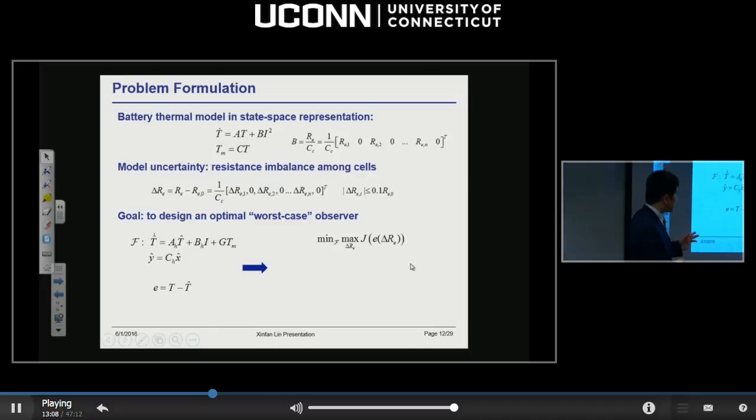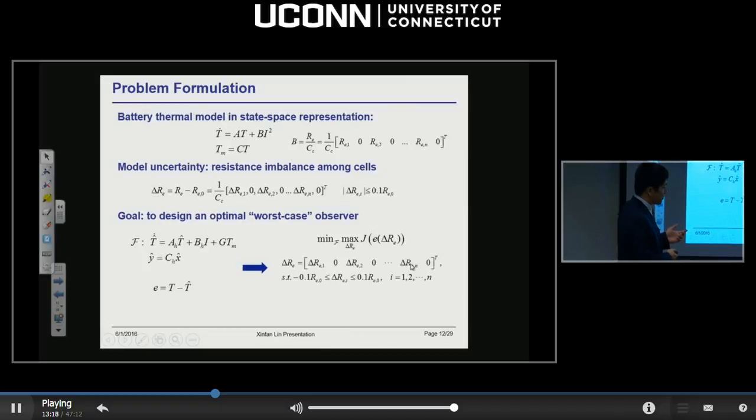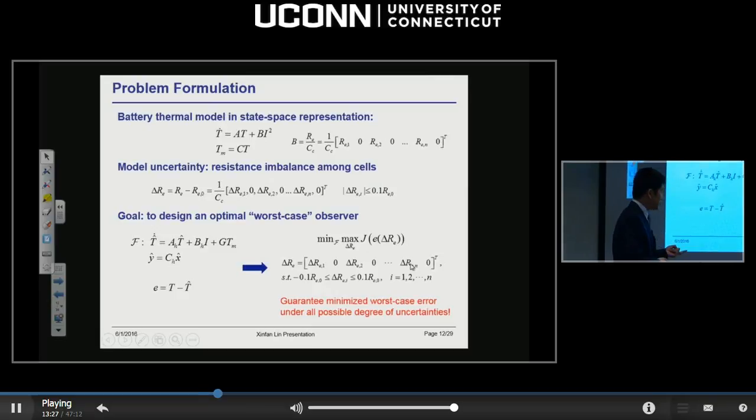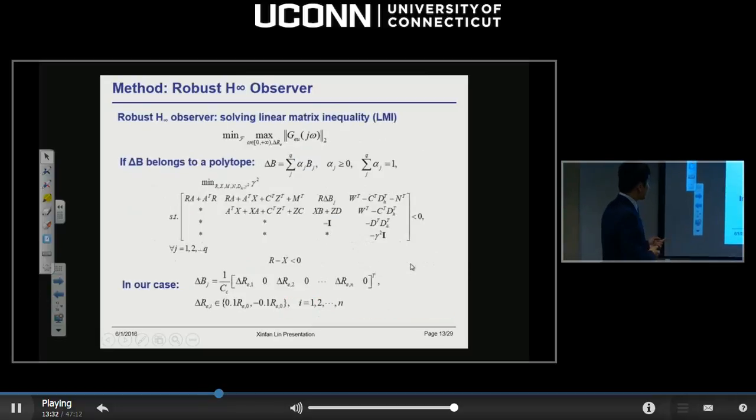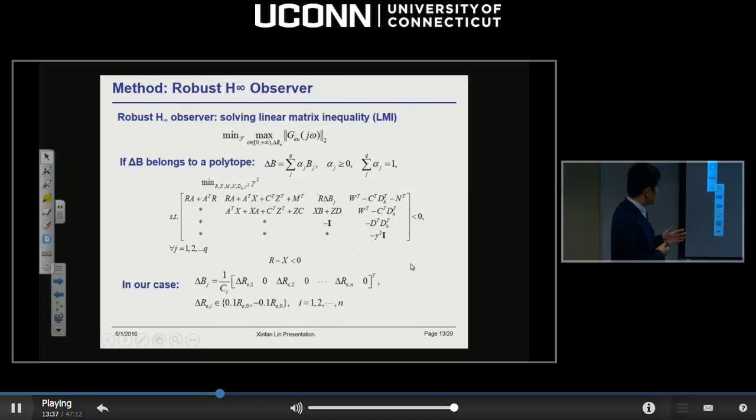So the interesting part is that the observer is not designed to minimize a specific J under a specific set of delta RE. It's to minimize the maximum of J under all possible combinations of delta RE, as long as each of its components falls within the bound we assumed previously. In this way, we can have a robust observer that can guarantee minimized worst-case errors under all possible degrees of uncertainties. And then I've tried to use different methods to design this observer. One of the methods is the robust H-infinity observer. And I don't have time to cover the details in here.